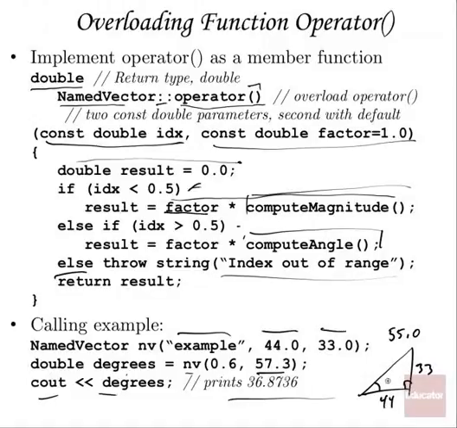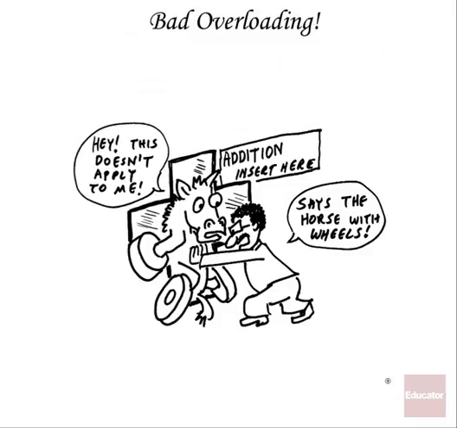Here we have an example of bad overloading. We have a horse and we're trying to do arithmetic addition on the horse. And he says, hey, this doesn't apply to me. He said, yeah, but it's a horse with wheels, back from the multiple inheritance class.